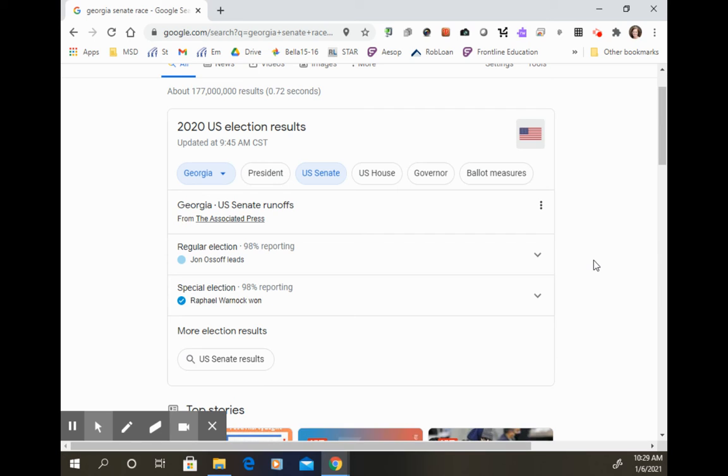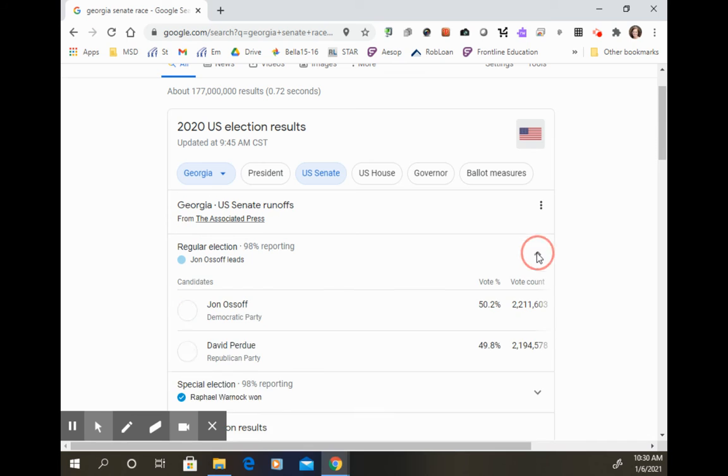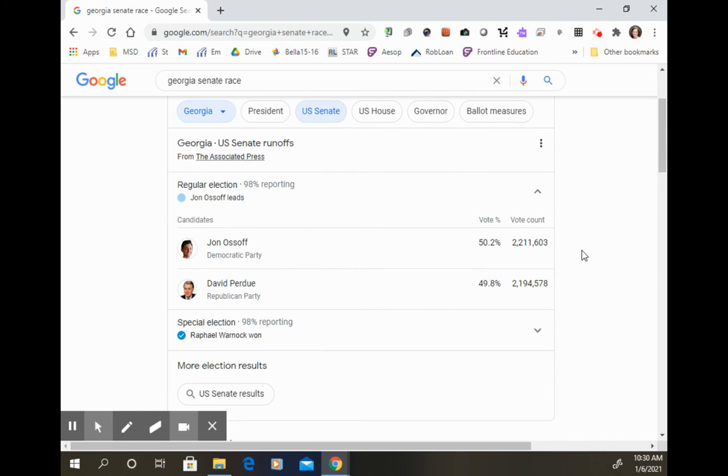Now, let's look at Georgia. So 98% are reporting. If you look at the numbers here, they're only separated by about 17,000 votes.